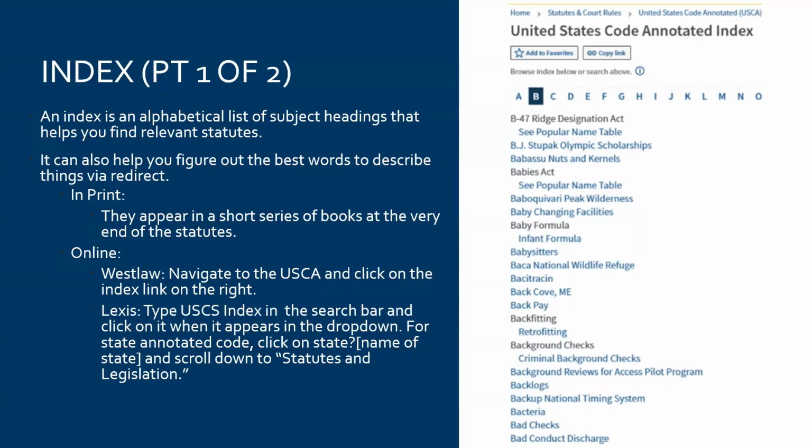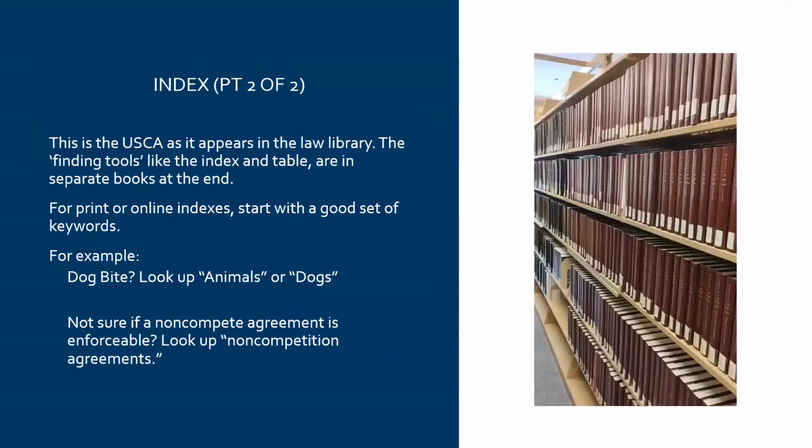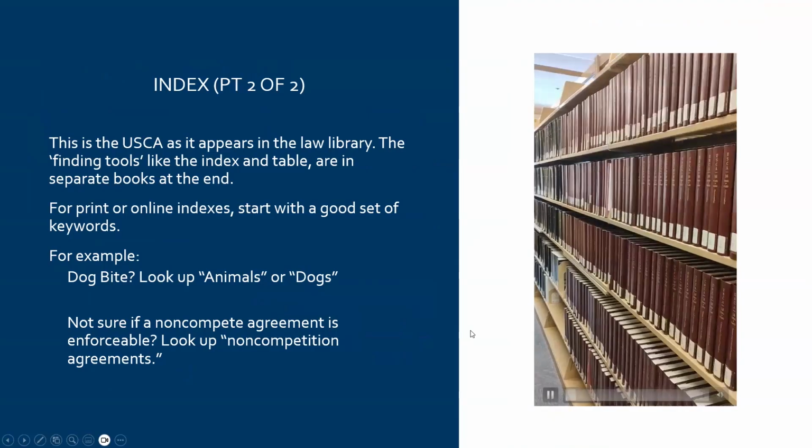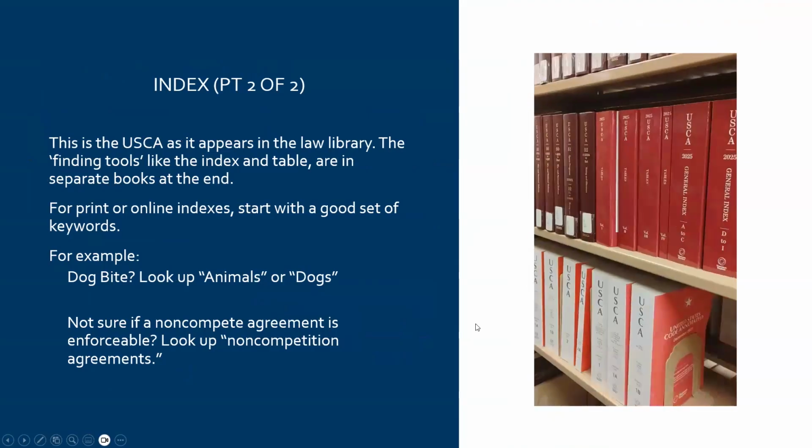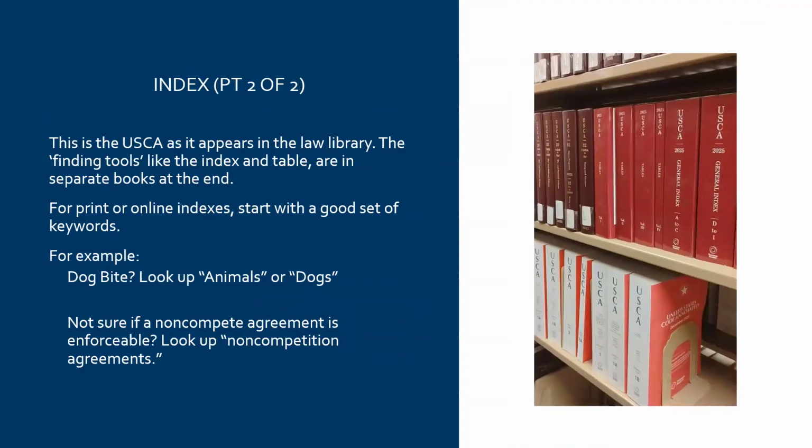Online, in Westlaw, you would navigate to the United States Code Annotated or any state code, and then click on the index link that will show up on the right. In Lexis, you would type USCS index in the search bar to get the United States Code Service index when it appears in the dropdown. For state annotated codes, you want to click on the state and scroll down to statutes and legislation where you should find an index. This is the USCA as it appears in the law library. The finding tools like the index and table are in separate books at the end.